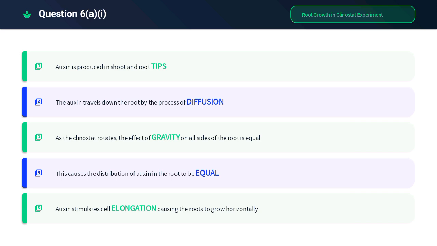Fifth, auxin stimulates cell elongation, causing the roots to grow horizontally. Since auxin is evenly distributed, all sides elongate equally, so the roots grow straight out sideways instead of bending downward. This experiment beautifully demonstrates how plants normally respond to gravity through uneven auxin distribution.